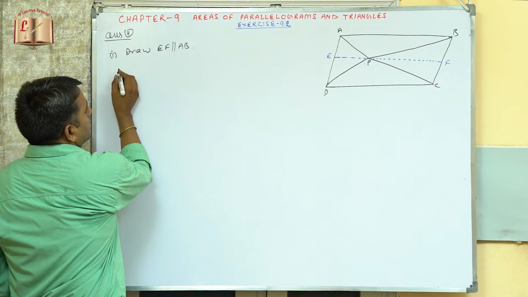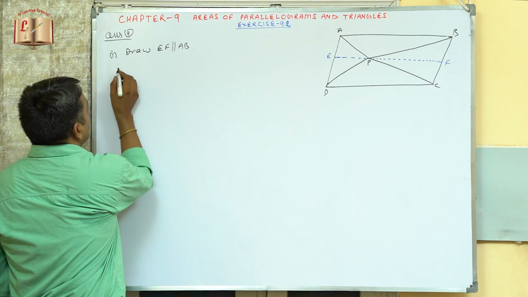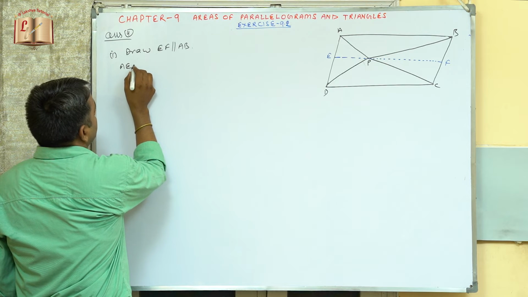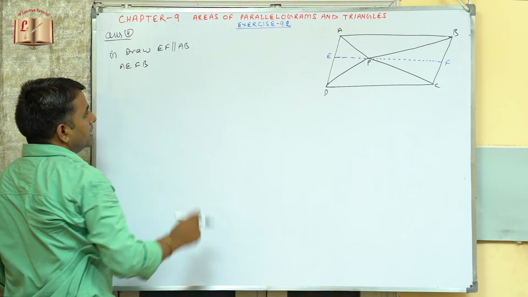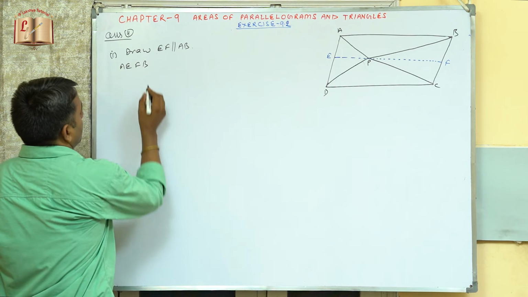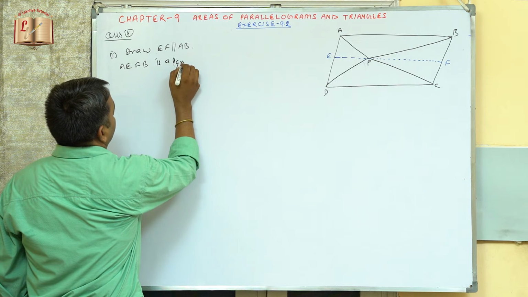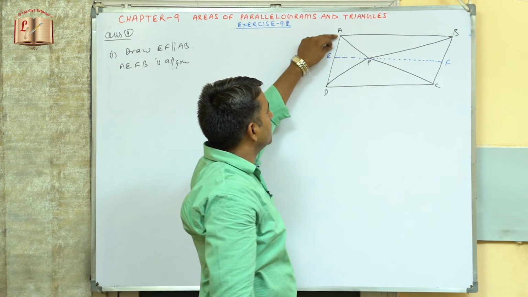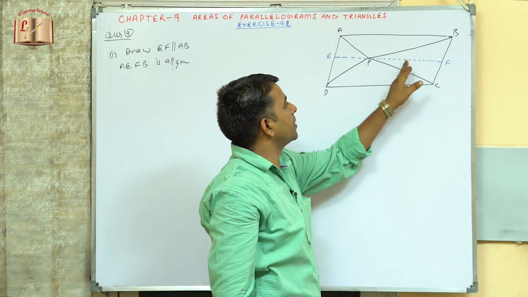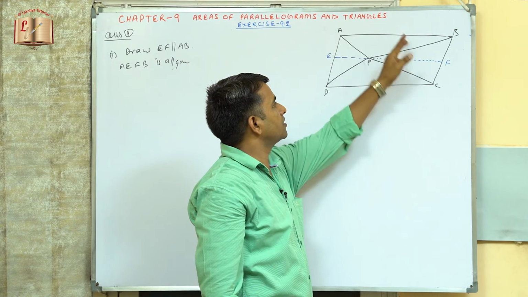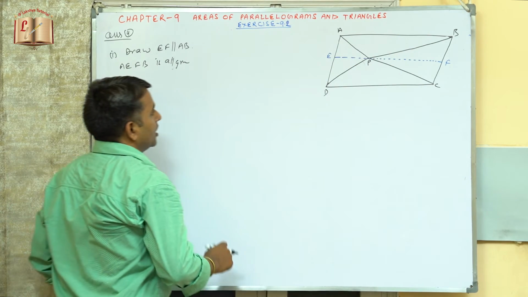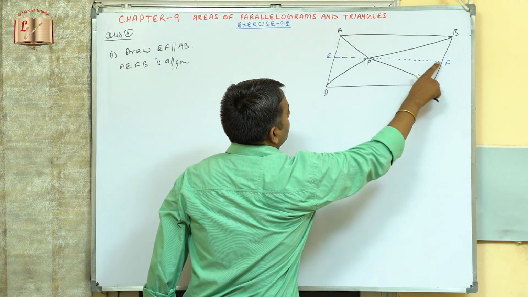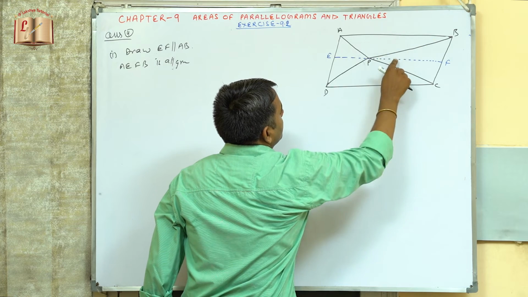So now AEFB is a parallelogram. Now ABFE is a parallelogram because this side is parallel to this side and this side is parallel to this side. So both the pairs of the sides are parallel, so therefore it is a parallelogram. Now see that this triangle APB and this parallelogram lie on the same base and between these two parallels.